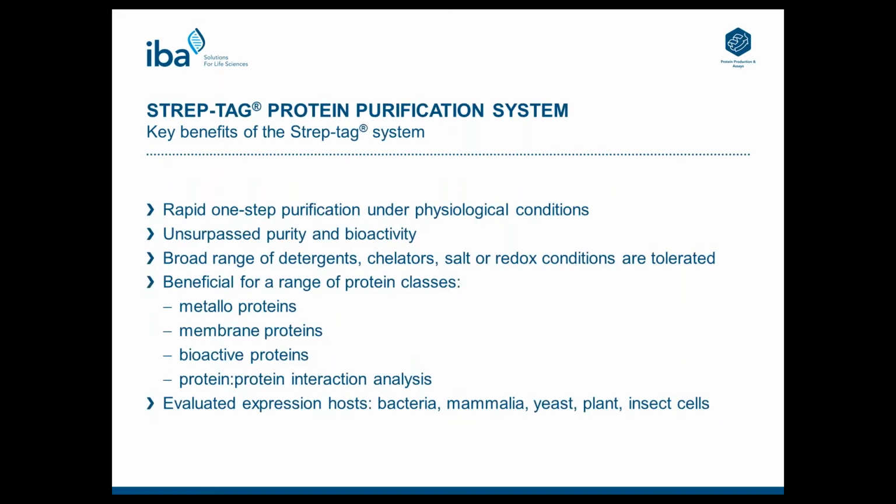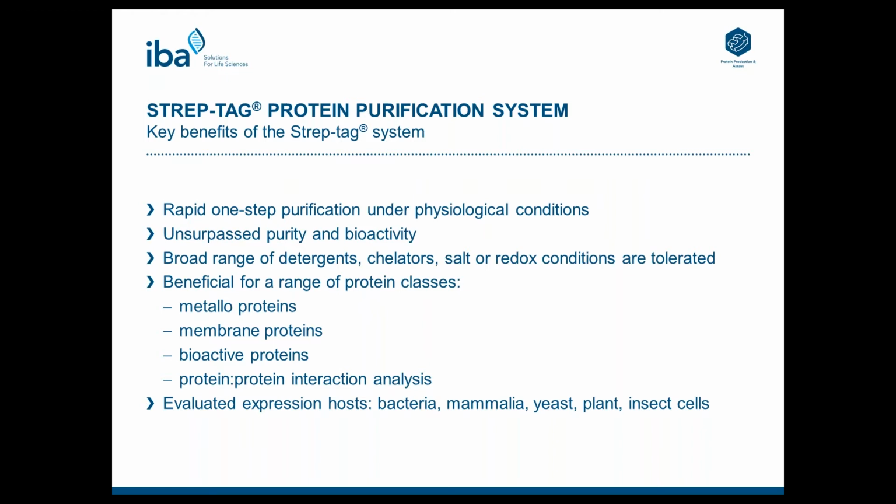Now we will have a look a bit more into the details of the Strep-tag purification system. The system is based on one of the strongest non-covalent binding partners in nature, which is the Strep-tactin biotin binding. The Strep-tag is a peptide optimized for the binding into the biotin binding site, and Strep-Tactin and Strep-Tactin XT are engineered Strep-Tactin variants. This allows a rapid one-step purification of recombinant proteins under physiological buffer conditions, which results in unsurpassed protein purity and bioactivity. Further, the system tolerates a broad range of detergents, chelators, salt, or redox conditions.